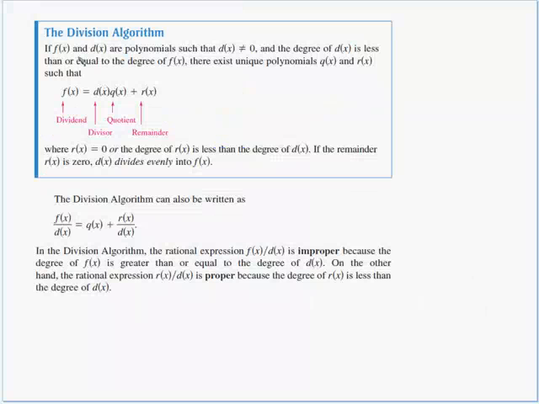Okay, and this leads to the division algorithm. So we have 2 functions. If f of x and d of x are polynomials such that d of x is not equal to 0, and the degree of d of x is less than or equal to the degree of f of x, then there exist unique polynomials, q of x and r of x, such that f of x, which is our dividend, divided by d of x, or f of x breaks up into d of x times q of x plus r of x. Now that's a lot of function notation right there, but just back that up and compare that to what we just did here.